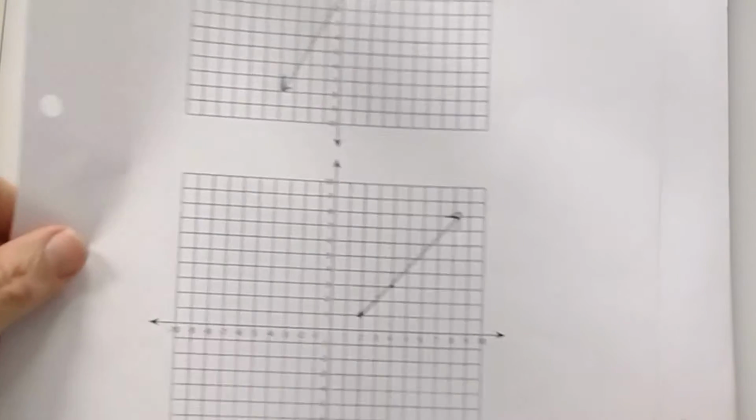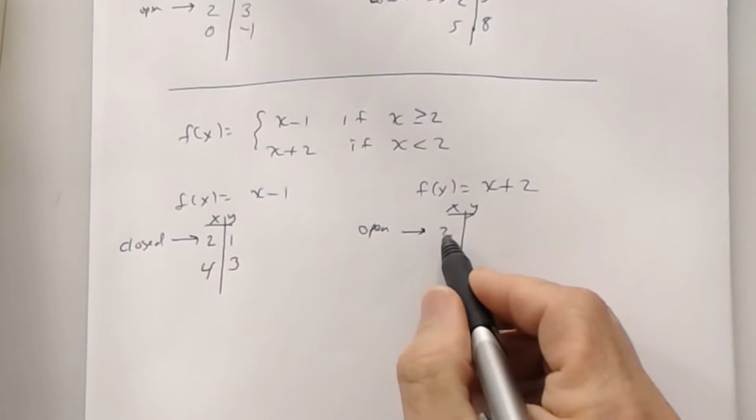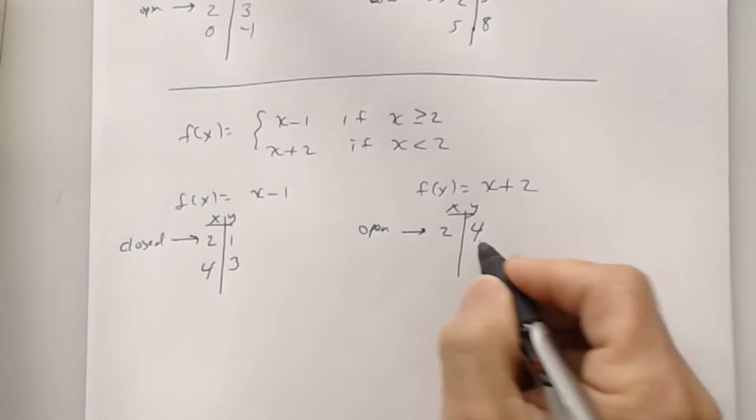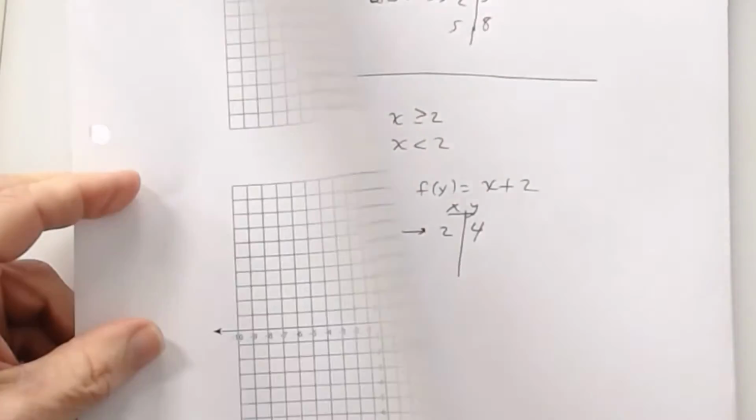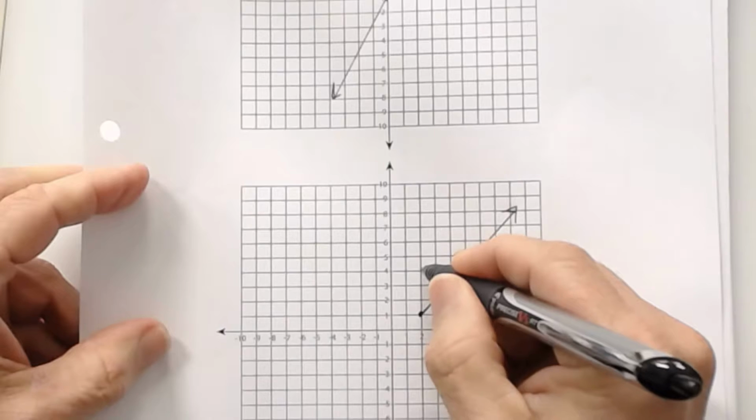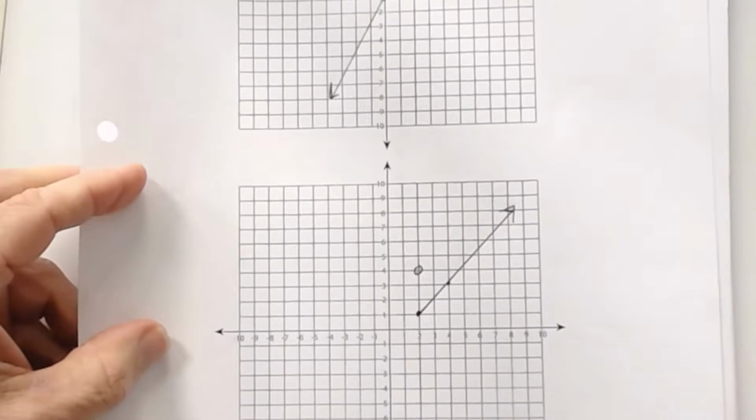All right, now let's do the other one. If x is 2, 2 plus 2 is 4. But when I plot that point, it has to be what kind of circle? An open circle. So (2, 4) is here, open circle. And I need one more point.